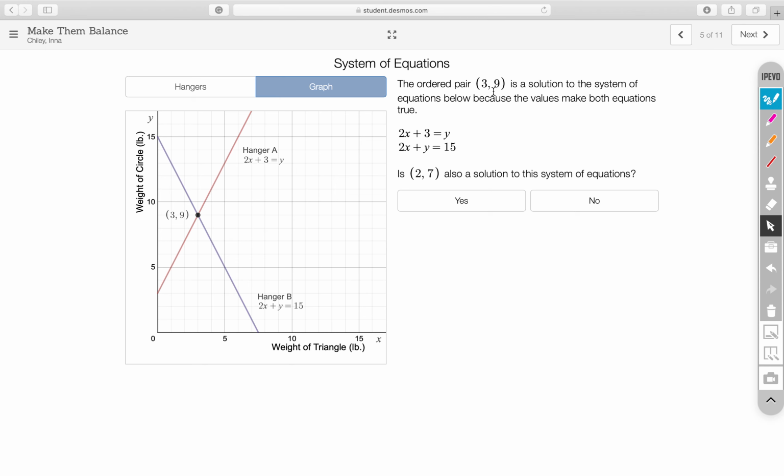So there can only be one solution to the system of equations. Only one solution makes both equations equal. Only one solution makes both hangers balance at the same time. So this point 2, 7 cannot be a solution to the system of equations. When we graphed 2, 7, it was on the red line, so it made hanger A balance, but not hanger B.